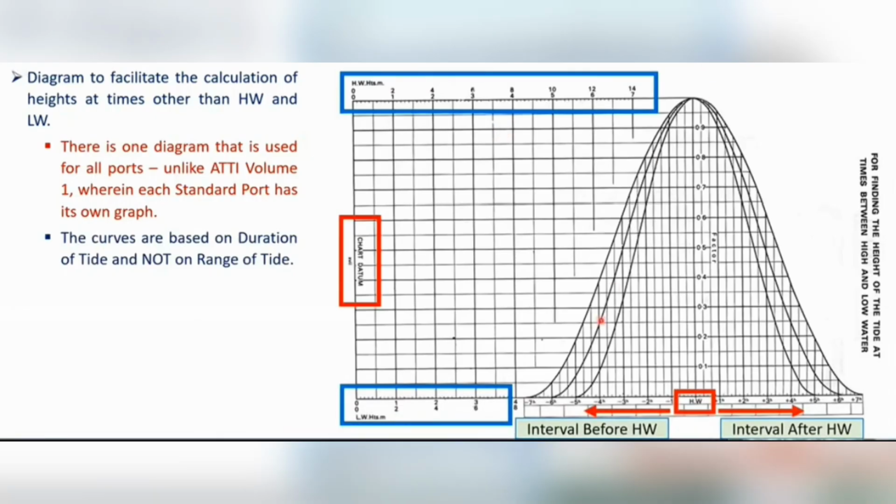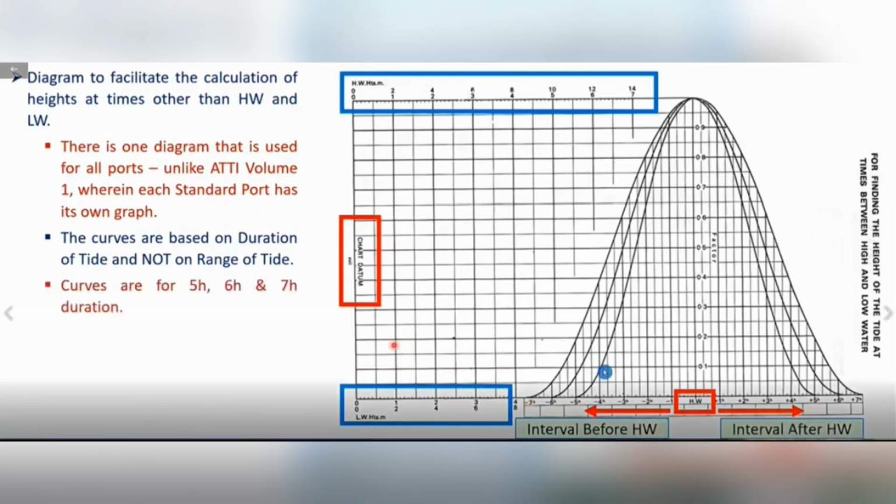Tide curves here, these curves are based on the duration of tide: 5 hours, 6 hours, and 7 hours. Unlike the curves for ATT Volume 1, which were based on the range of tide. If you remember, there were two curves, a solid curve for spring range and a dotted, broken line curve for the neap range. So in ATT Volume 1, these curves were based on ranges. But here, for non-European waters, these curves are based on duration of tide.